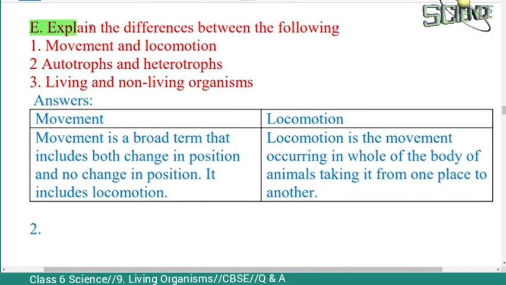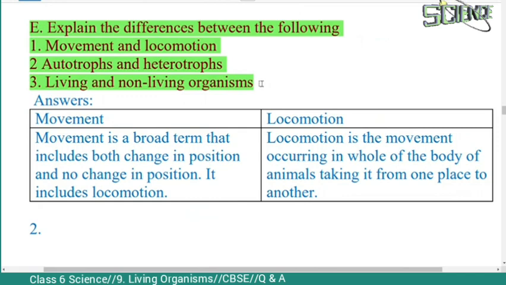Section E. Explain the differences between the following. First difference, movement and locomotion. Second, autotrophs and heterotrophs. Third, living and non-living organisms. So we will see answers of these. First one, difference between movement and locomotion.